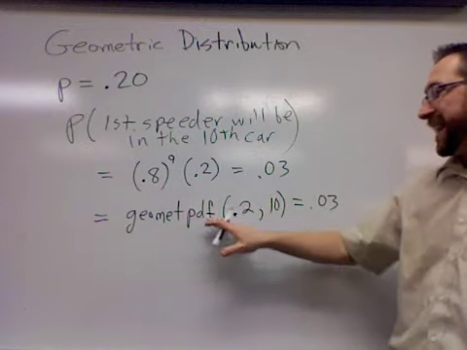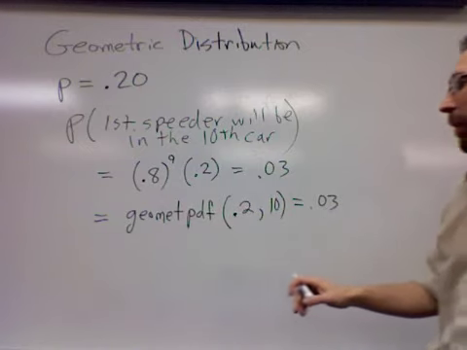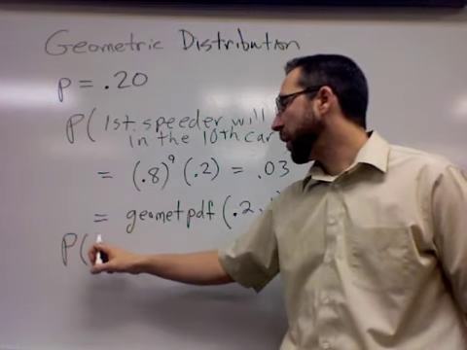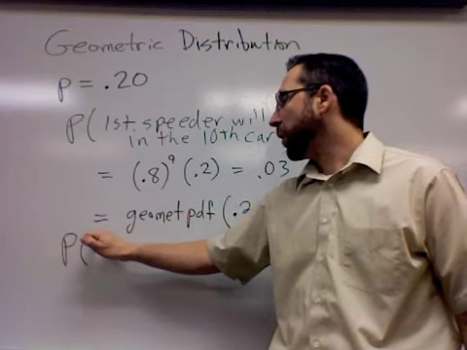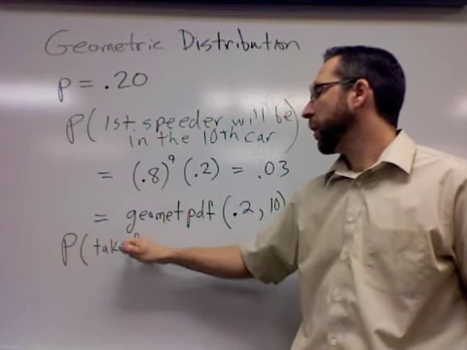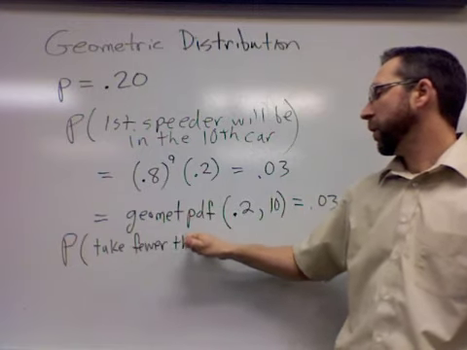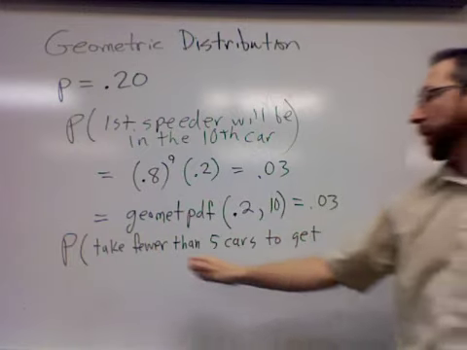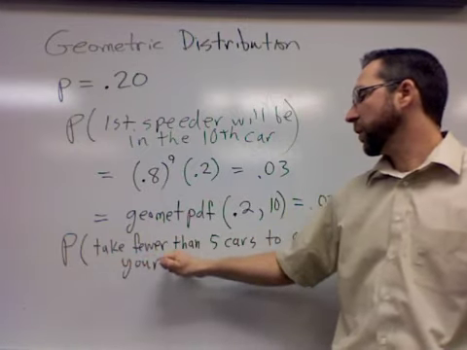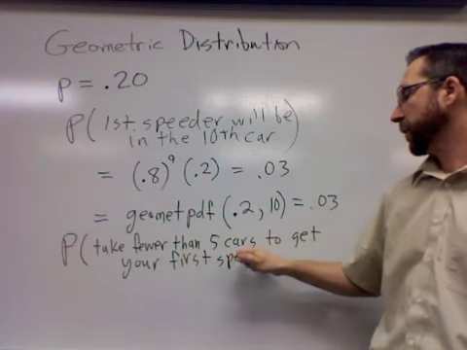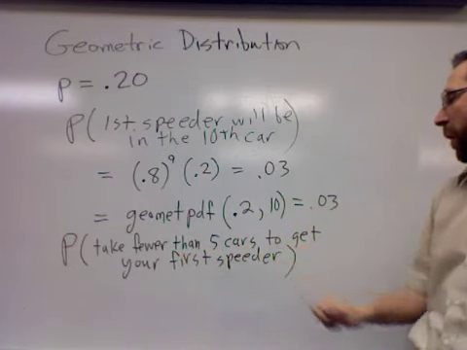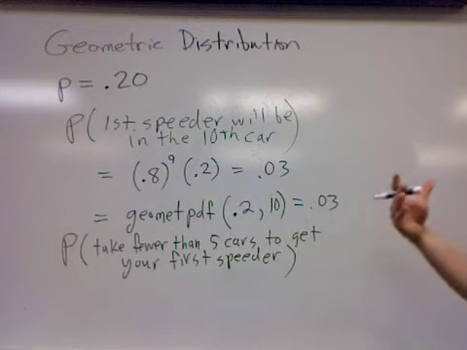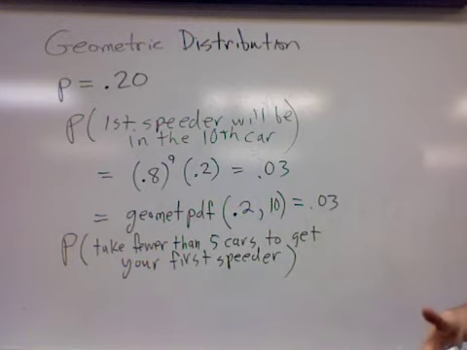There's also a Geomet CDF command, and that would be used if you were trying to figure out the answer to a question like this. What is the probability that it'll take fewer than 5 cars to get your first speeder? The way I wrote the question, probability that it takes fewer than 5 cars would mean that we want the first success to occur on the 4th time, the 3rd time, the 2nd time, or the 1st time.